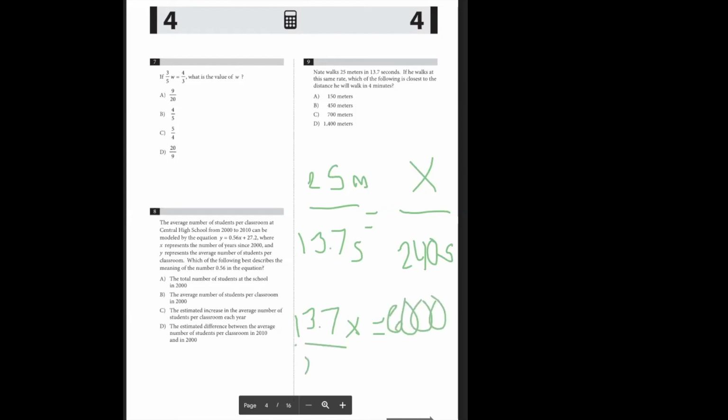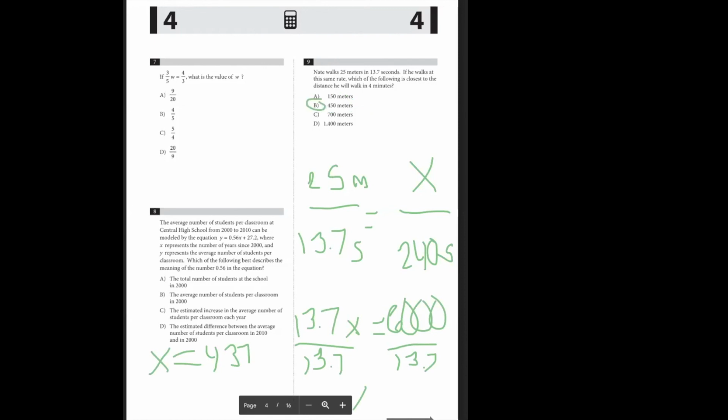You divide by 13.7 on both sides. And when you do that, you should get like 437 as your answer. And there's only one answer here that's relatively close to that, and it's B. So that's the only possible answer for this question.